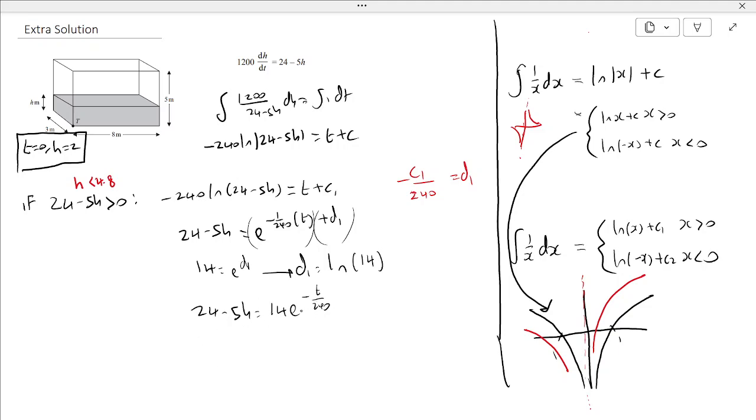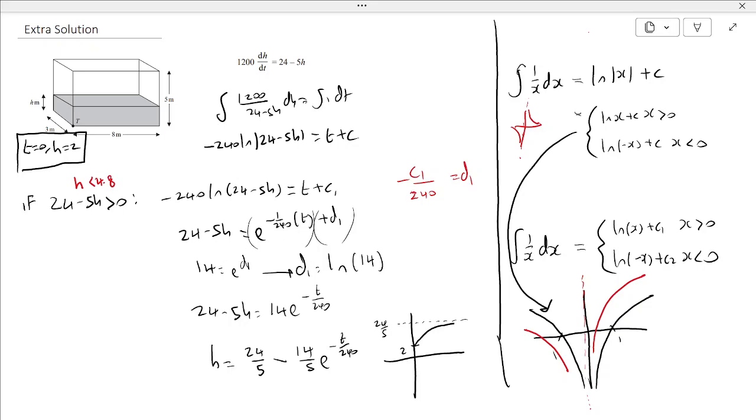And then you rearrange, you get h equals, let's see, 24 over 5 minus 14 over 5 e to the minus t over 240. And on the graph, it looked like this with a horizontal asymptote at 24 over 5, which is 4.8. And it started off at 2 and went up.